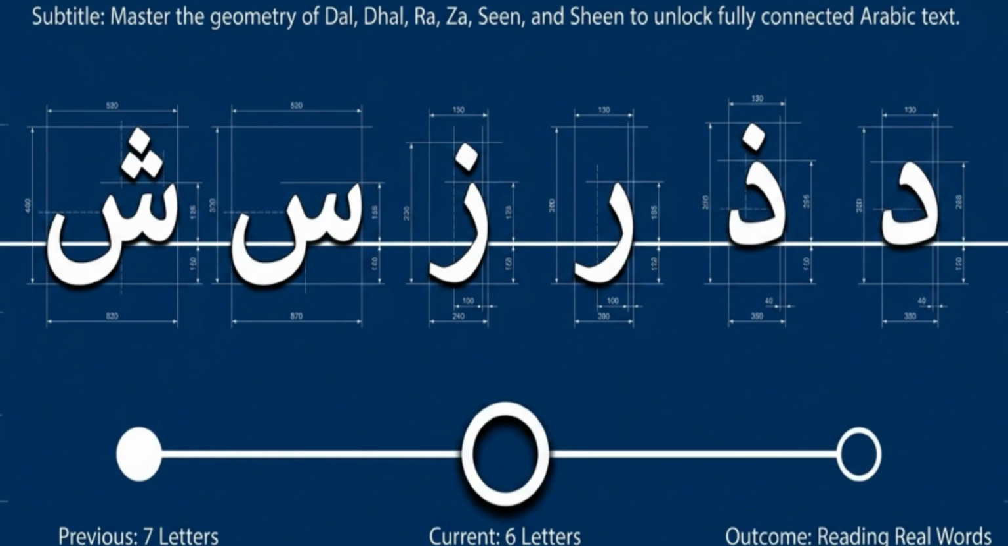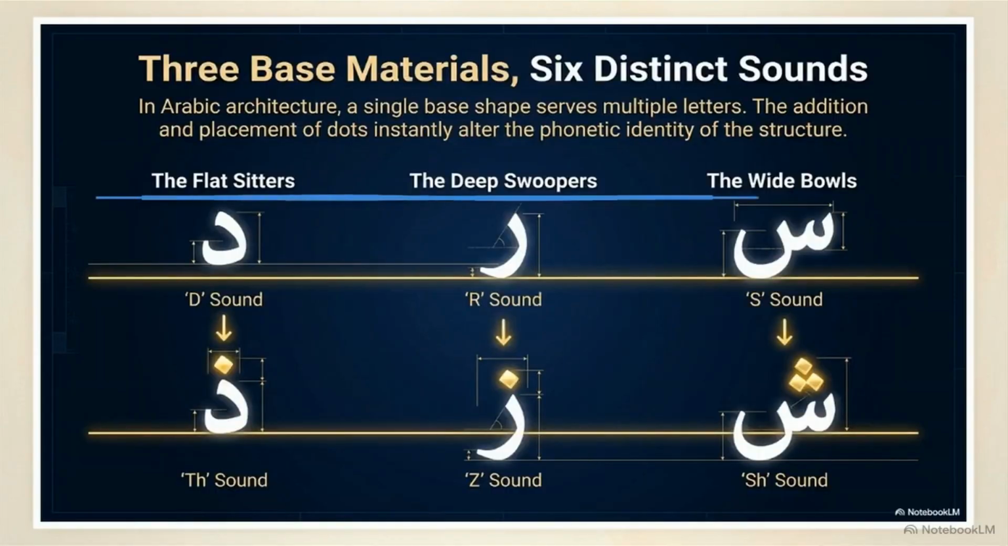Welcome back. You've built a rock-solid foundation by mastering your first 7 letters. Today, we reach a major milestone. By adding just 6 new letters to your vocabulary, you will have the components needed to start reading real connected words. This chart categorizes our 6 new letters by 3 base shapes: flat sitters, deep swoopers, and wide bowls.